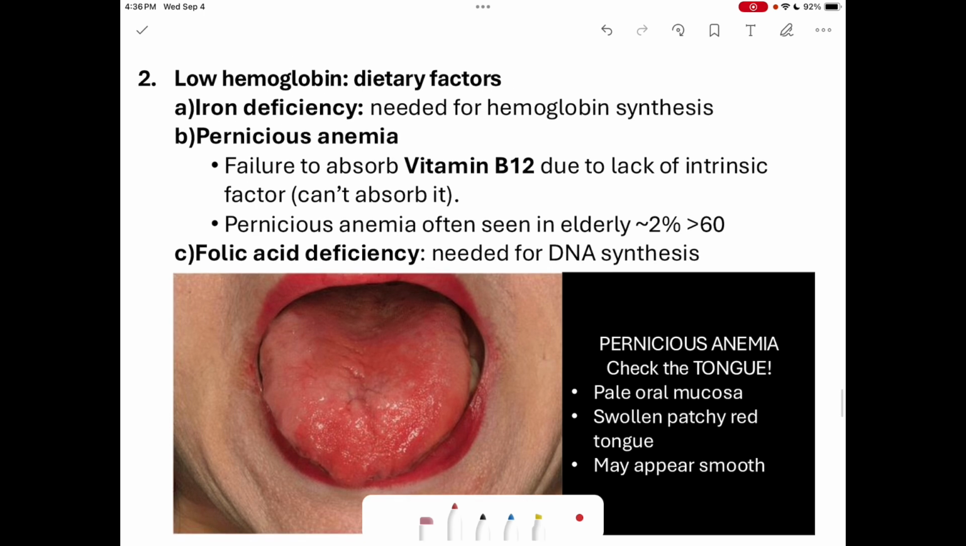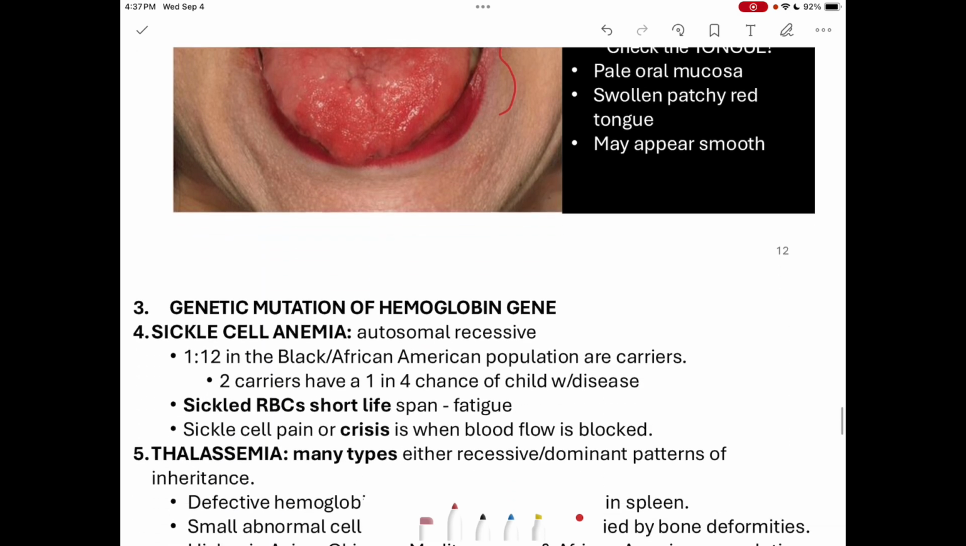When it comes to dietary factors, it could be iron that they're missing. They also need vitamin B12 to make DNA. You'll often see what's called pernicious anemia in the elderly, and those of you going into dental hygiene, you can kind of see that on their tongue. They get pale oral mucosa, and they sort of have this little strawberry tongue appearance. Or they could have a folic acid deficiency. So dietary factors, the body's going to make red blood cells, but they're not going to look right. And so some of those corpuscle volumes can tip off the clinician that way.